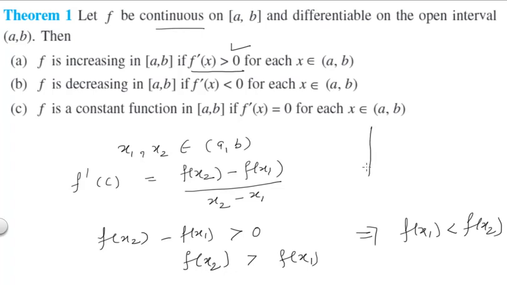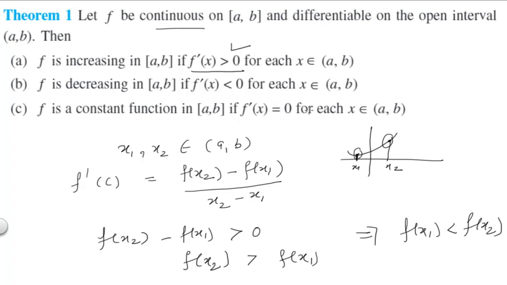This was the condition. If I draw a graph, suppose it is like this, and I take this as x1 and this as x2, you see this is an increasing function. f(x1) is less than f(x2). Hence the condition is this also. Whatever function is given, we can differentiate it and check whether it is greater than 0 or not. Clear? Similarly, the other proofs can be done.